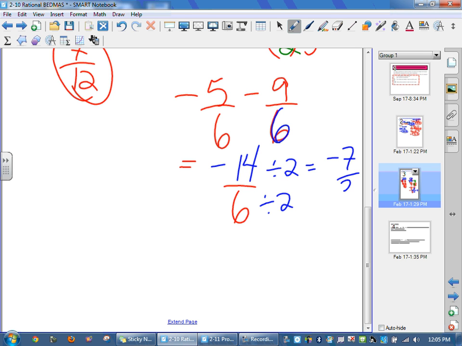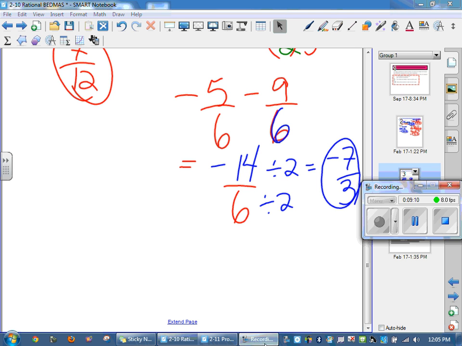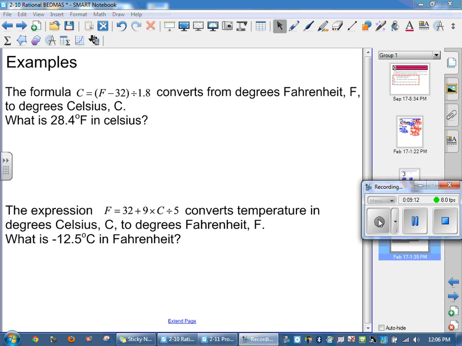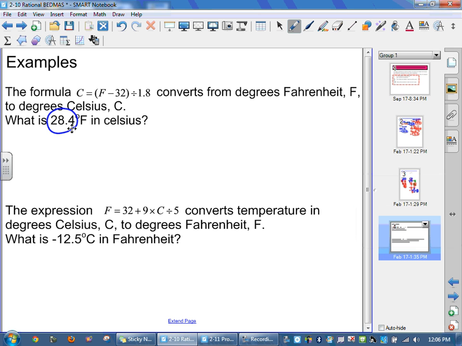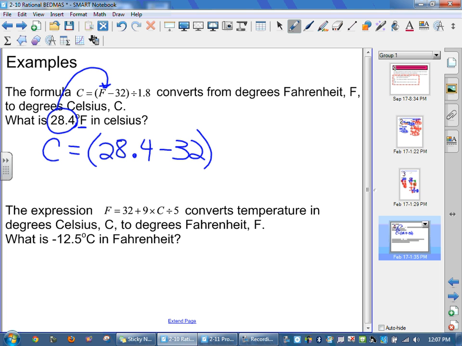Check your work. Last 2 examples. These are word problems. All they want us to do is to put the number where it belongs in the question. So it says that 28.4 is going to go where the F is because it says degrees Fahrenheit. So I'm going to put that where the F is, and then I'm going to do BEDMAS. So I'm going to have C equals 28.4, subtract 32, then divide by 1.8. Okay, give it a try.